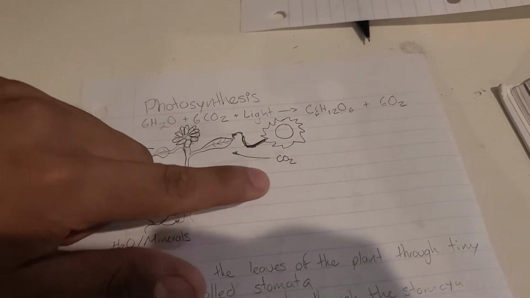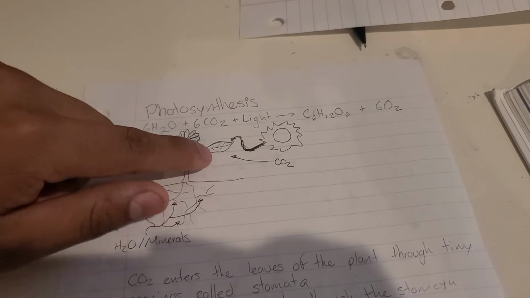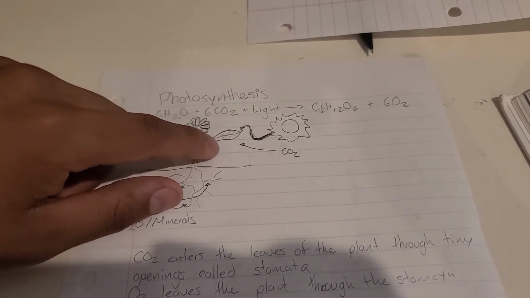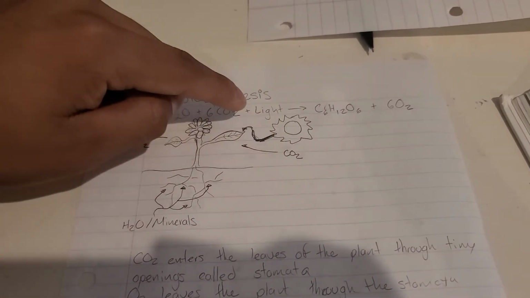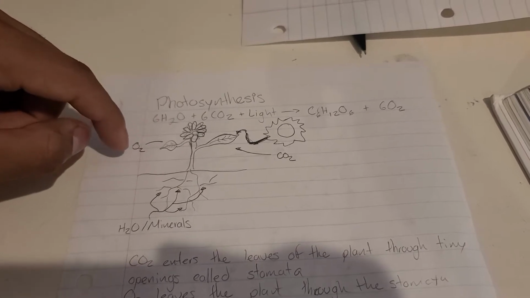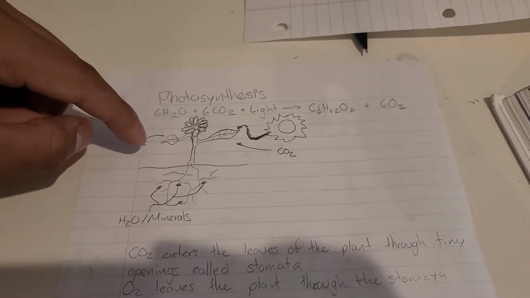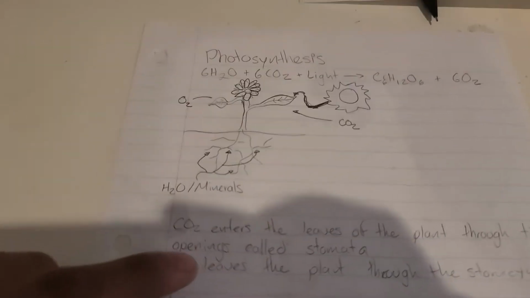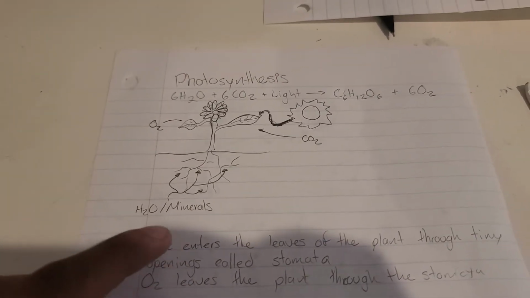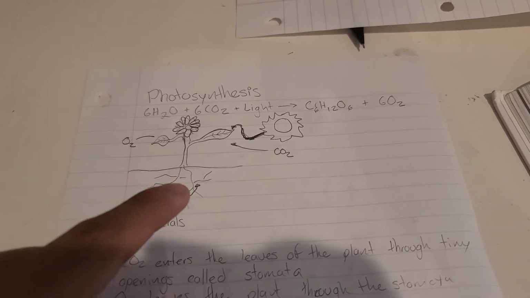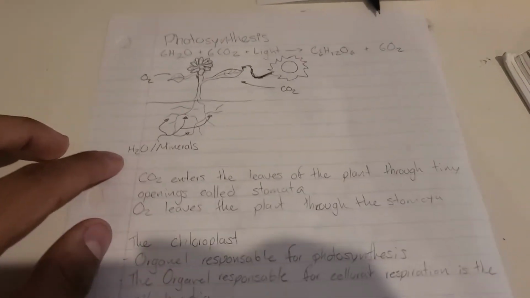The CO2 comes in to the leaves through tiny openings called stoma. Also, the light is absorbed by the chlorophyll, and oxygen gas is released through those same holes called stoma. The minerals and water that the plant gets for these reactions come from the roots on the inside, as you see here. So it's a general overview.